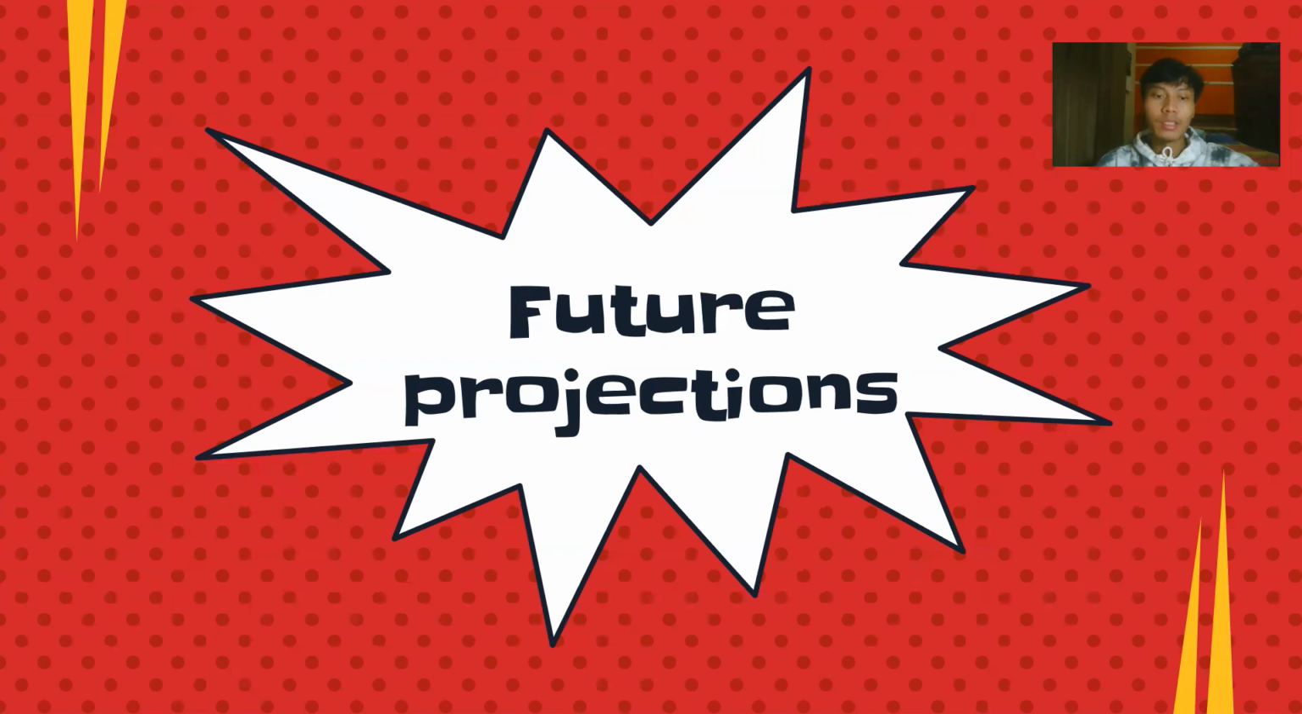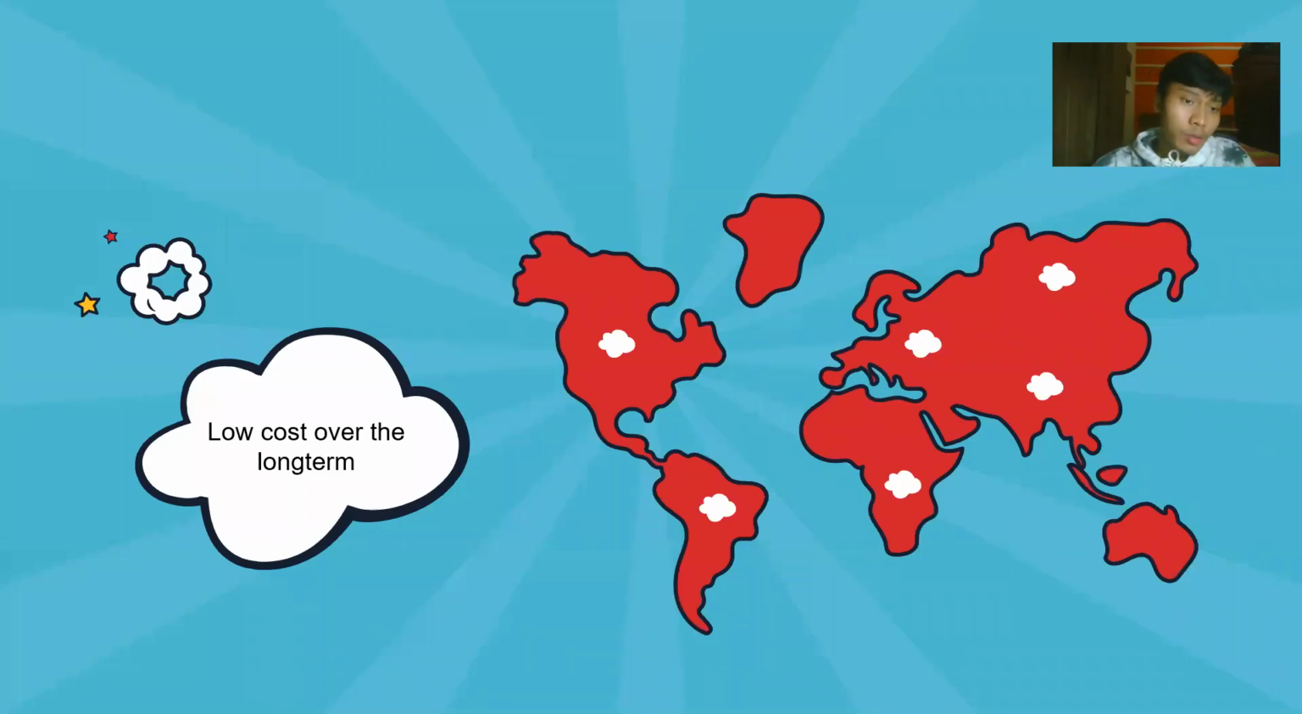And now are the future projections. First future projection is low cost over the long term. Hydropower provides very low cost electricity over its long lifetime, despite relatively high upfront construction costs. The source is the International Renewable Energy Agency, which said the global weighted average cost of electricity from hydropower projects in 2080 was 0.047 US dollars per kilowatt hour, making it the lowest cost source of electricity in many markets.